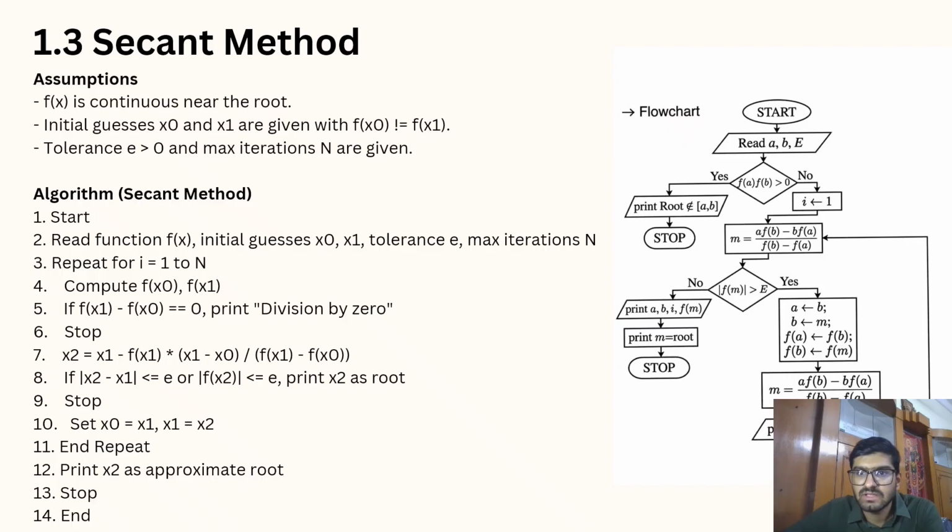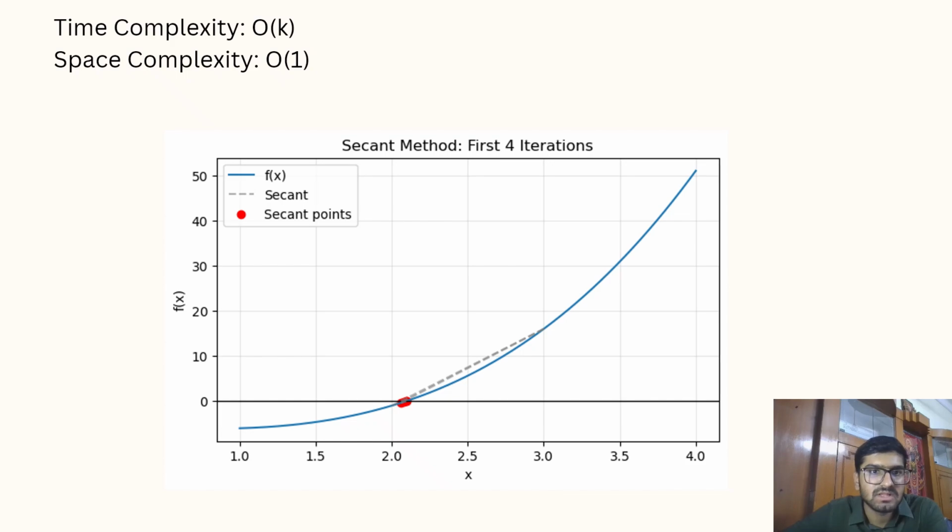Now the same thing is explained in this algorithm flowchart diagrammatically, explaining each condition in the diamond box and the computation in the rectangle box. Now for the time complexity, for the following algorithm it is big O of k and the space complexity is big O of 1. And the graph here shows how in the secant method the value of x varies over 4 iterations.